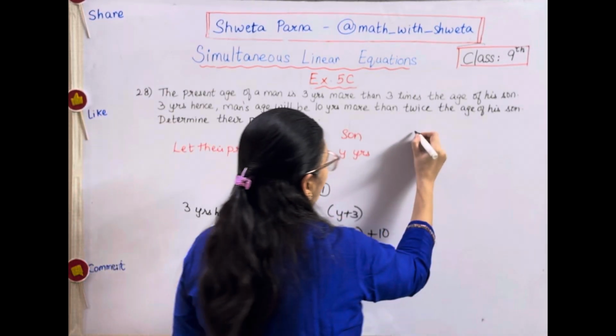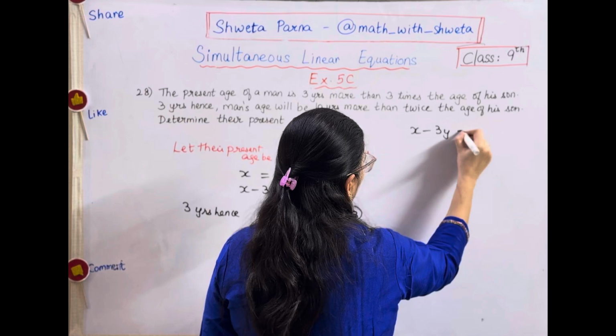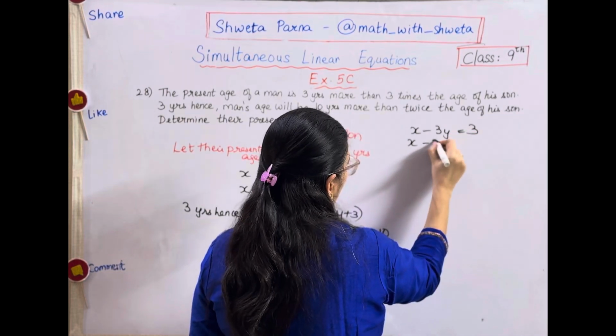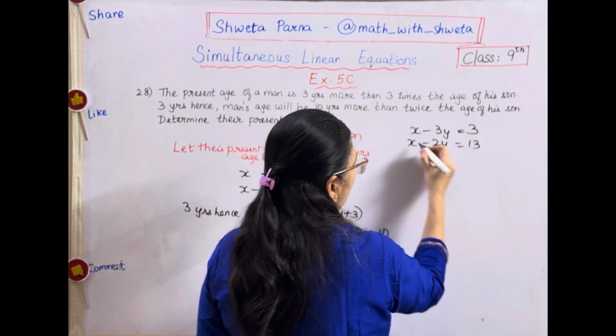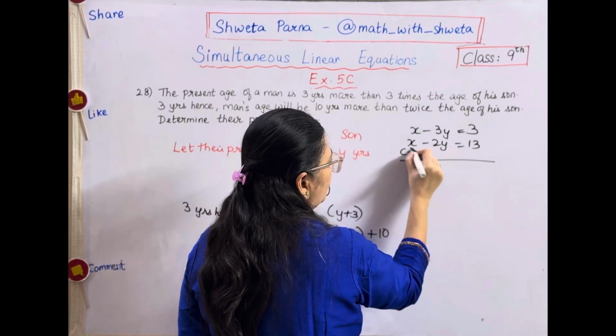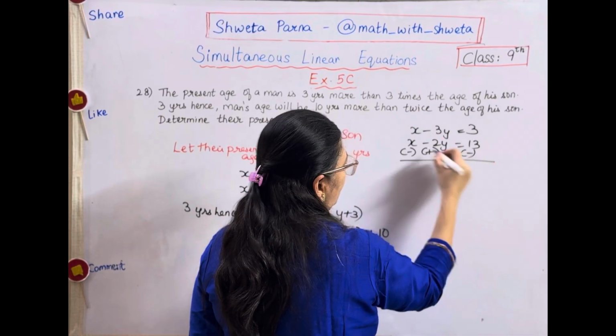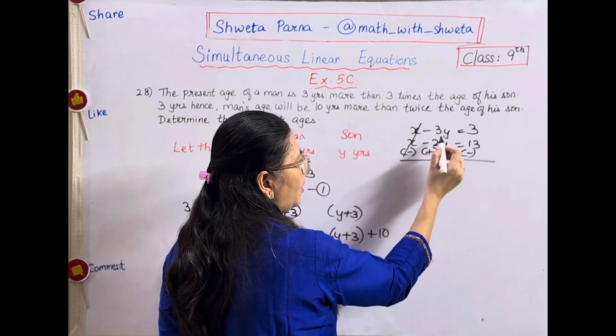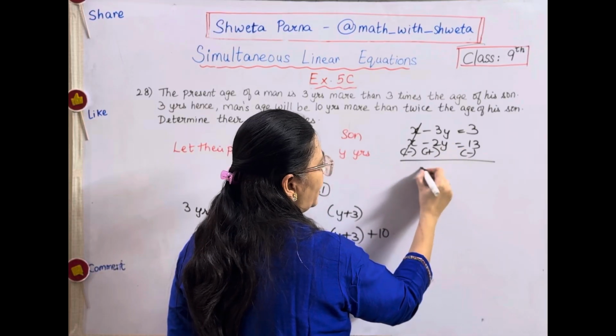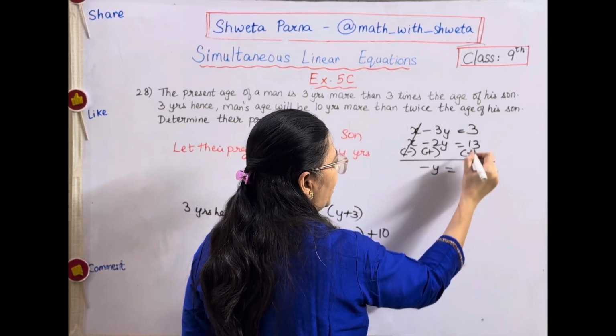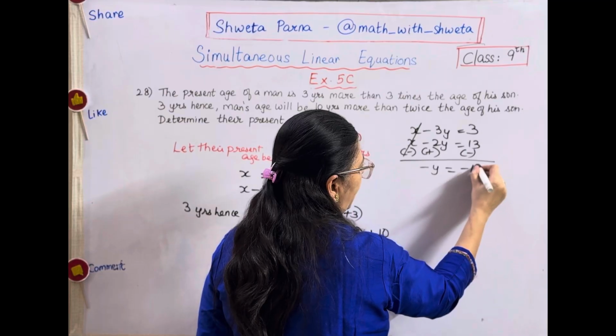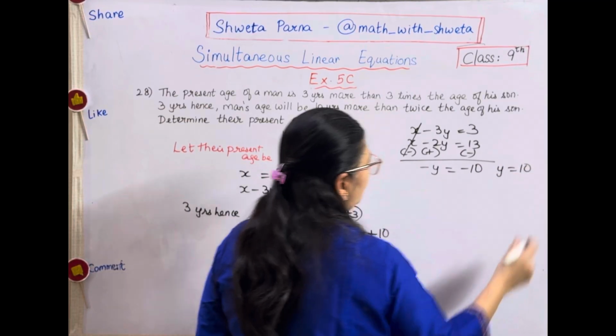Okay, let's solve it. x minus 3y is equal to 3. x minus 2y is equal to 13. Both have the same sign, so subtract, change the sign. x minus x gets cancelled. Minus 3y plus 2y is minus y. 3 minus 13 is minus 10. So y is equal to 10.